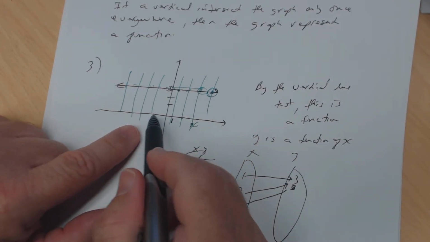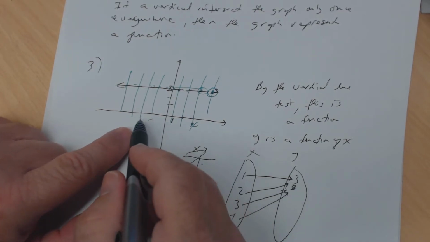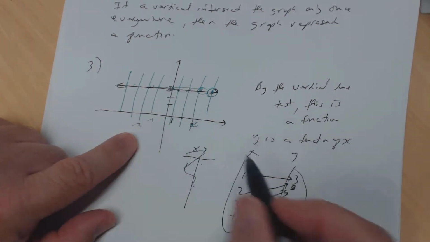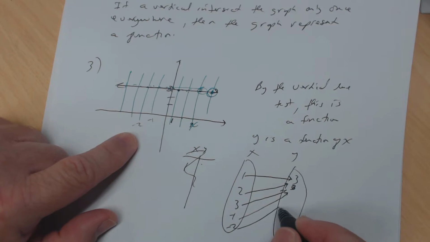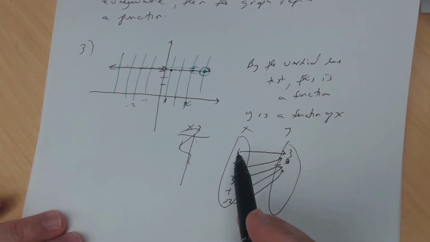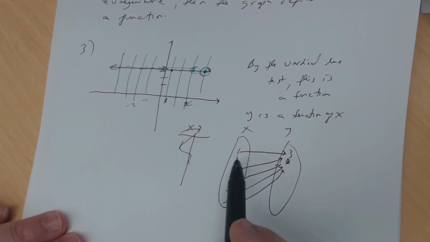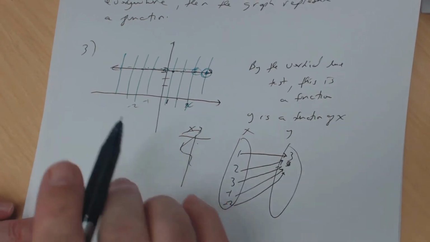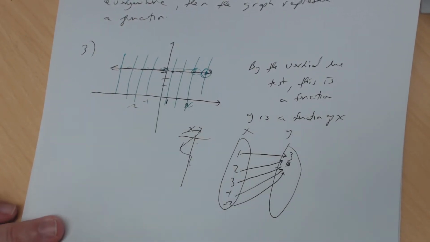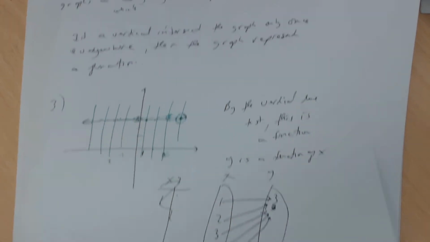Notice, no matter what point I use, when x is negative 1, my y value is 3. When x is negative 2, my y value is 3. But this is a function because remember our discussion earlier, for each x coordinate, there's only one y coordinate. They're all 3's. There's only one for each one. So by the vertical line test, this is a function. But I did want you to see this.